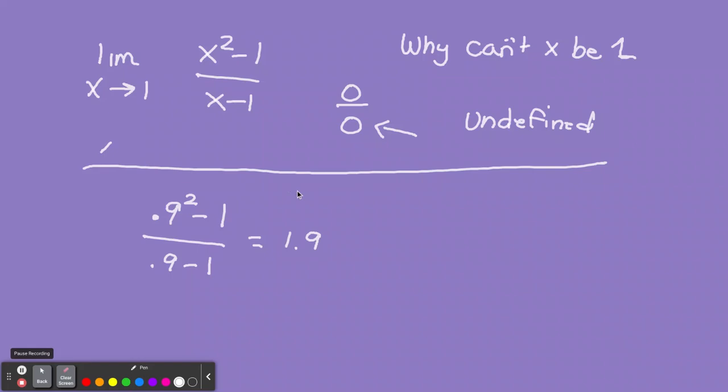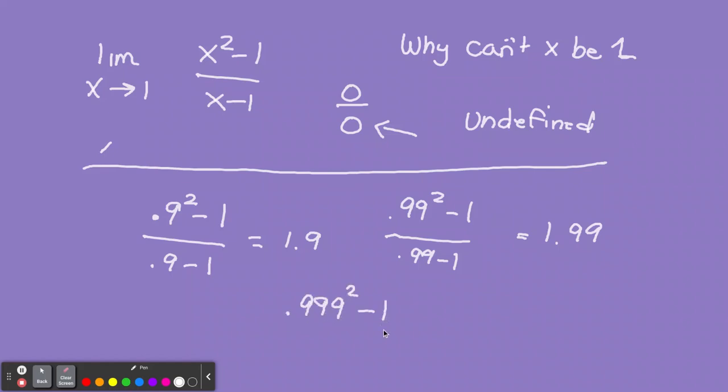What if we did 0.99 squared minus 1 over 0.99 minus 1? Getting closer. 0.99 is closer to 1 than 0.9. What do we get? Well, we're getting closer, right? We're getting 1.99. Let's do one more. What if we did 0.999 squared minus 1 over 0.999 minus 1?